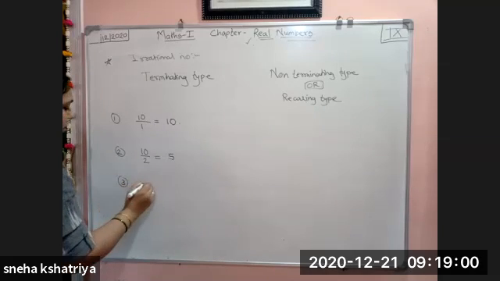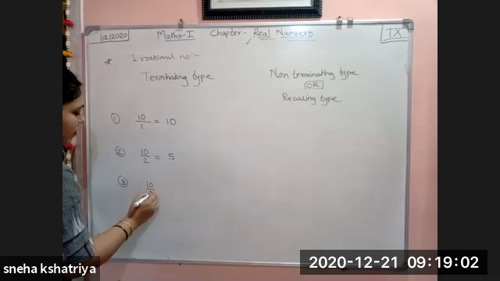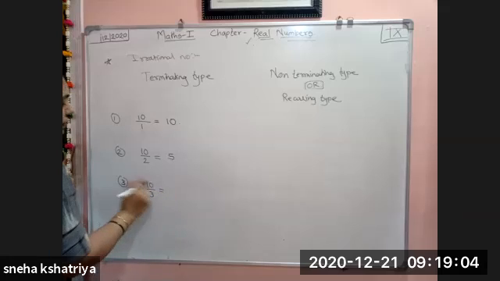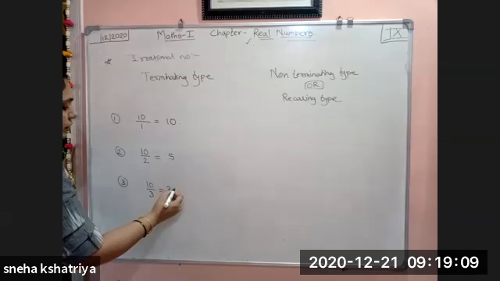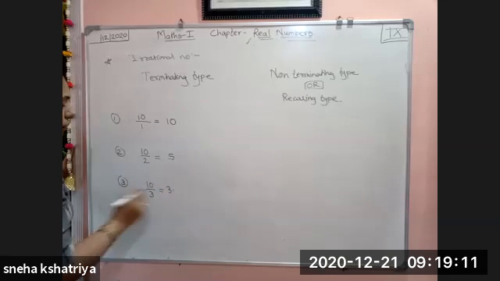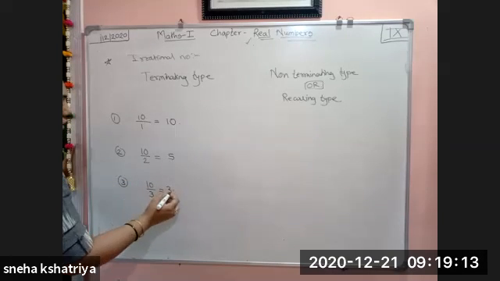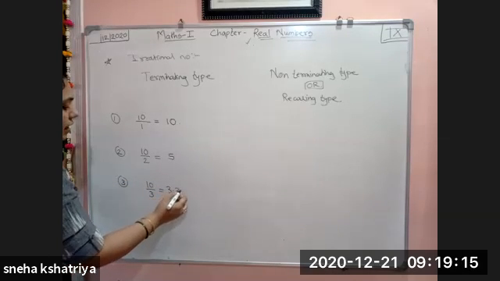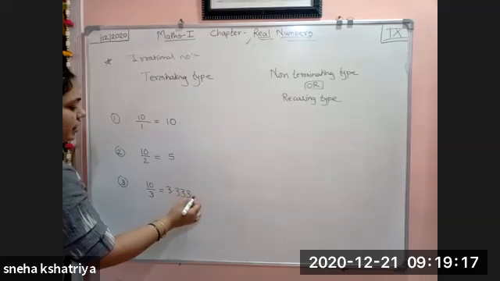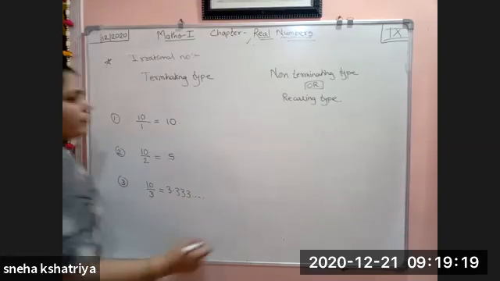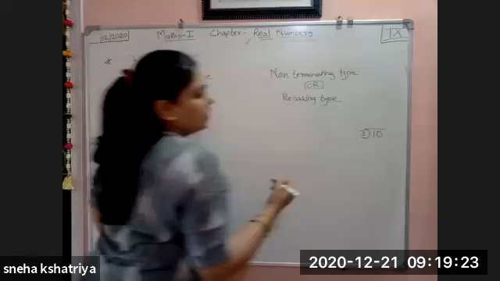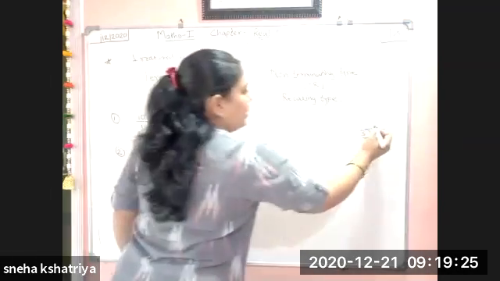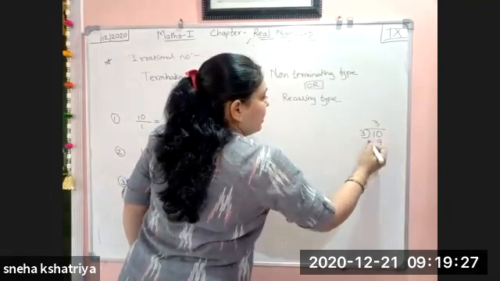See here, 10 divided by 3. First, 3 threes are 9. Carry 1, then put 0, put a dot. Then again 3 threes are 9, again 3 threes are 9, and so on. This number will go on as it is. See here, 10 divided by 3: 3 threes are 9.